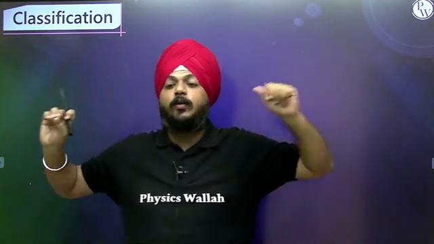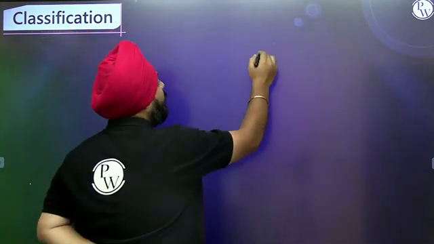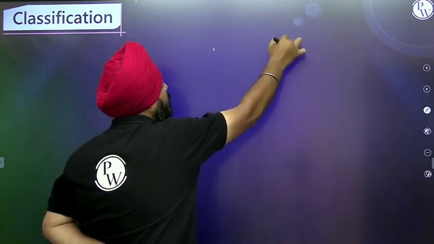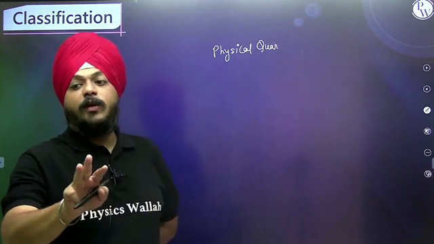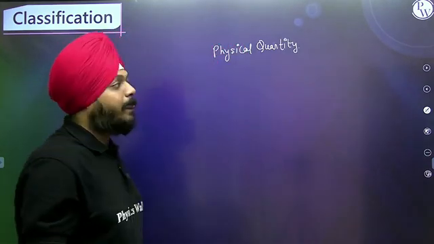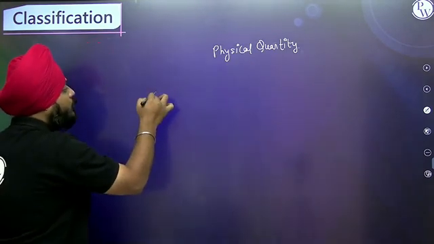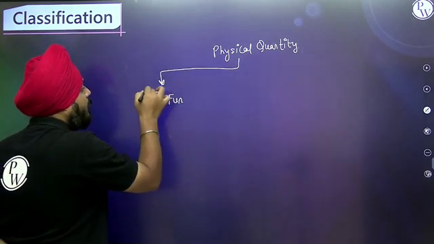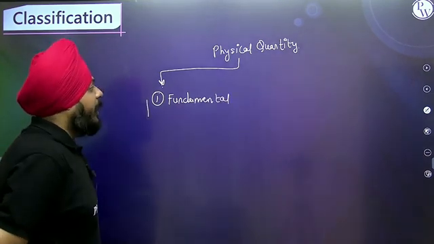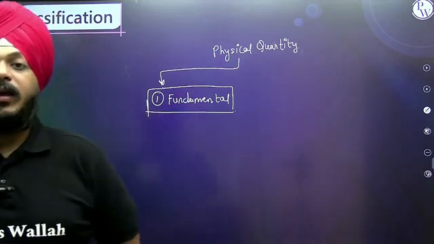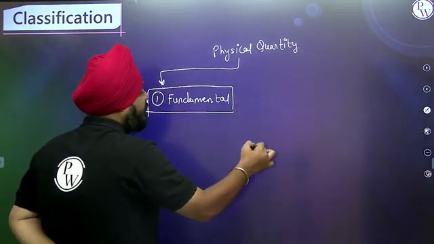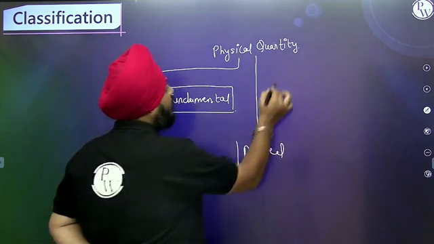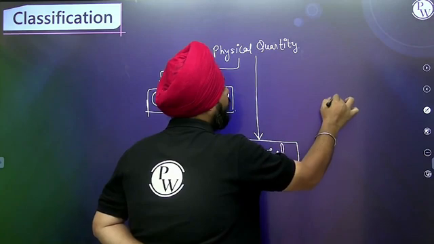This is one of the fundamental things we are going through. Now, what is the classification of physical quantities? Basically, we have to deal in this chapter with three types of physical quantity. The first one is the fundamental physical quantity. The second is the derived quantity. And the third is the supplementary physical quantities.